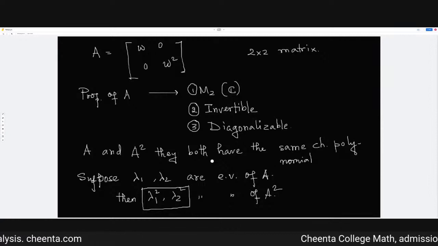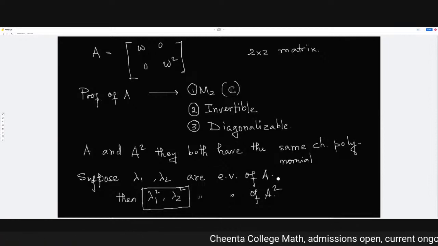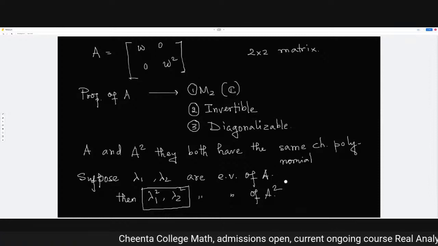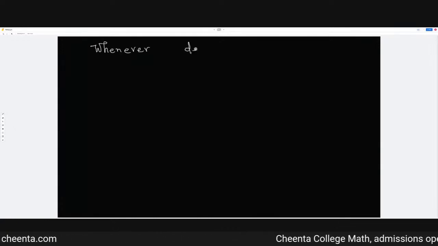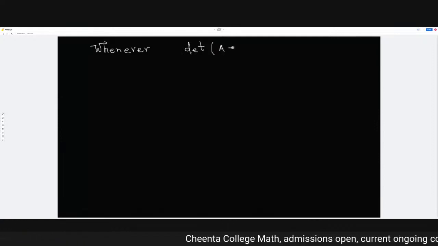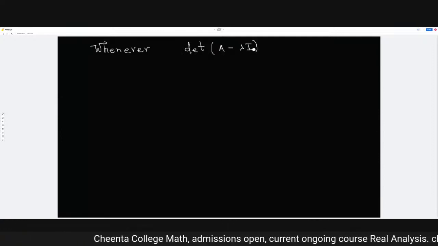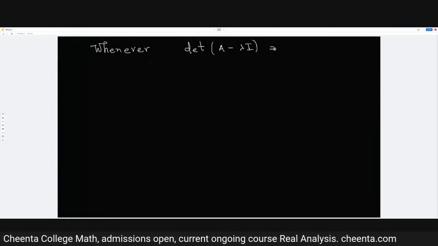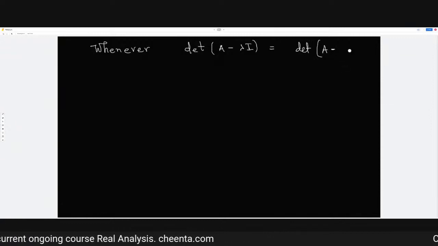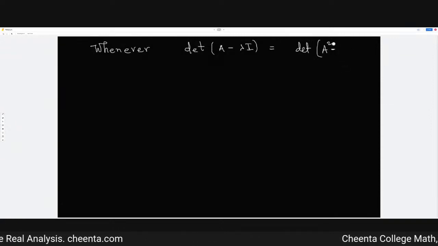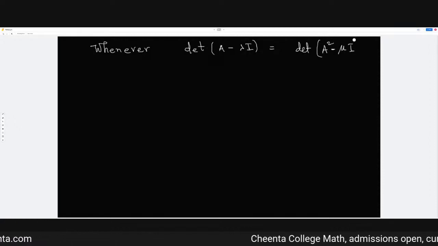And since it's also with the same characteristic polynomial, what does it mean? That they have the same characteristic polynomial. So what is the characteristic polynomial of A? The characteristic polynomial of A is this. Okay, so this is the same as the characteristic polynomial of A square. Let's just call it mu.